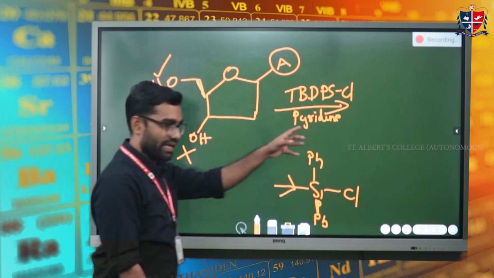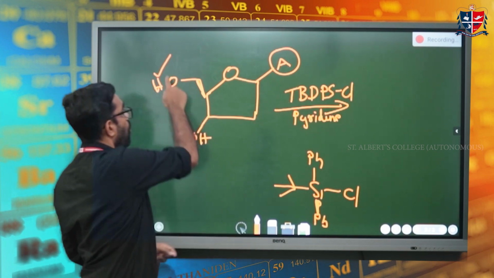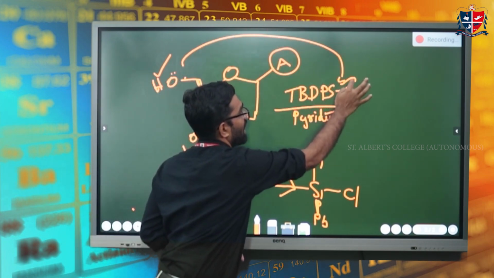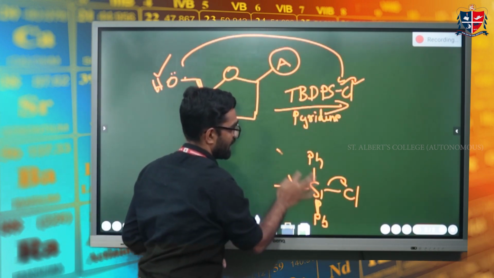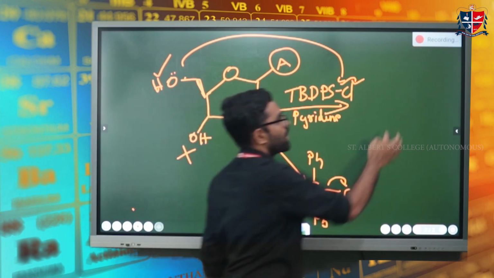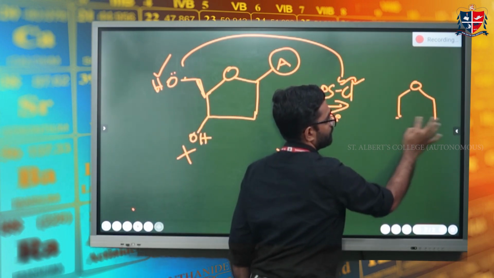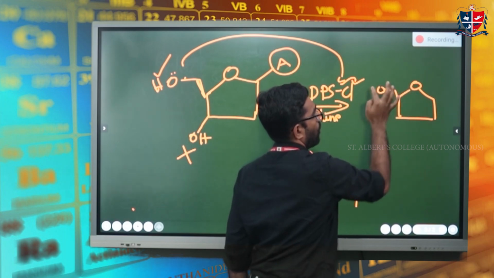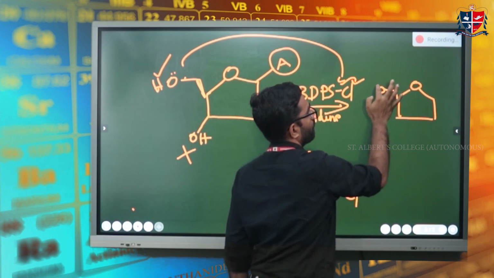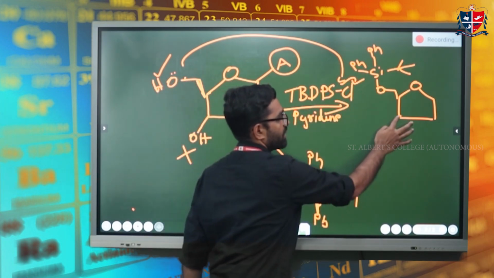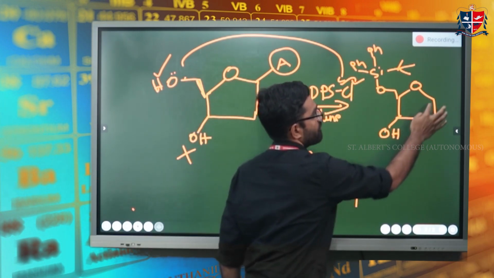So in presence of base, this O lone pair will attack here and Cl goes. See, it will attack here and Cl goes. What happens? You get O-TBDPS, and this OH will be free.